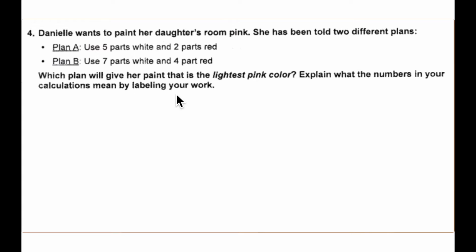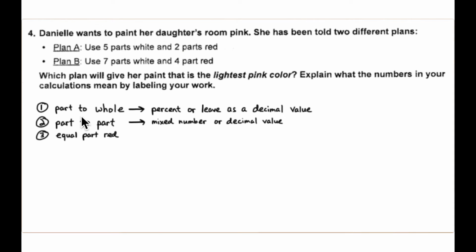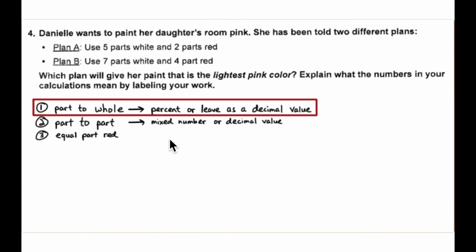This is a ratio and proportion problem. These are ratios. And so you're going to set up proportions and figure out which plan has the greatest proportion of white paint. So several different ways to do this problem. One is part to whole, and in that case you actually calculate the percent. You can leave it as a decimal value. The other one is part to part. This turns out to be a mixed number. And then also finally you can figure out equal parts red paint and then compare how much white paint you use. So let's start with part to whole.